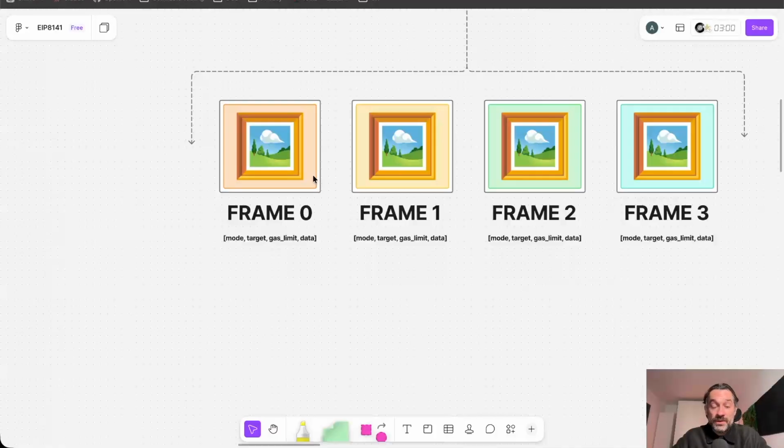So in this quick video we covered how a frame looks from the inside, and we covered the important opcode approve. In the next video we will continue the deep dive into EIP-8141 and learn new stuff.